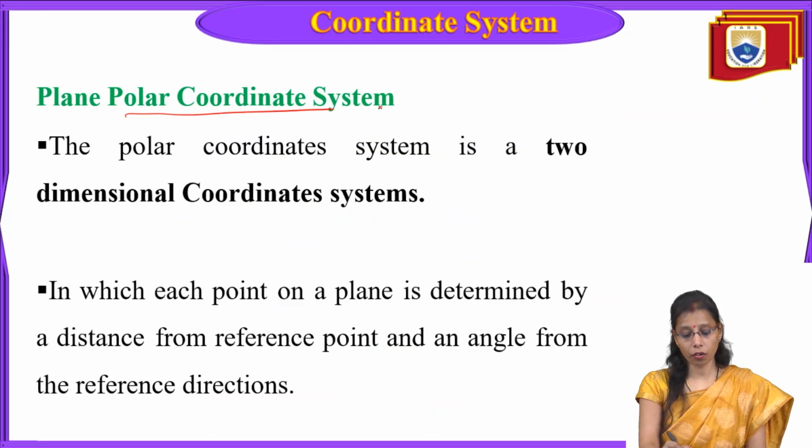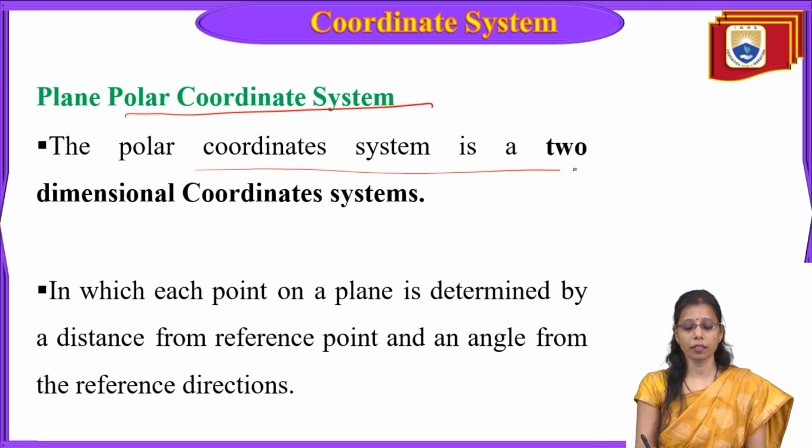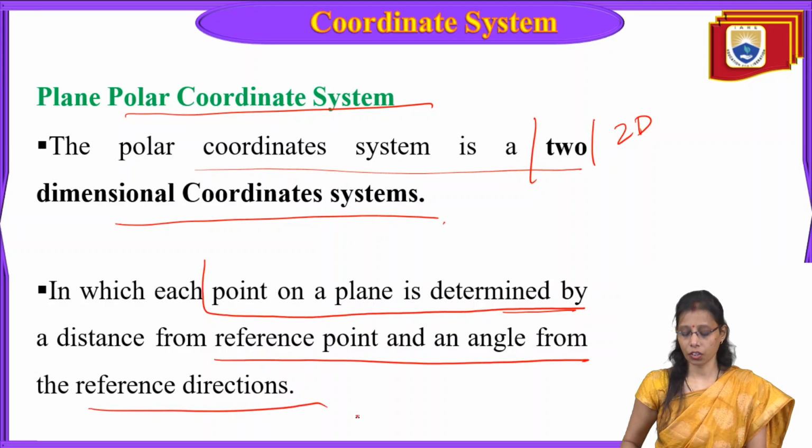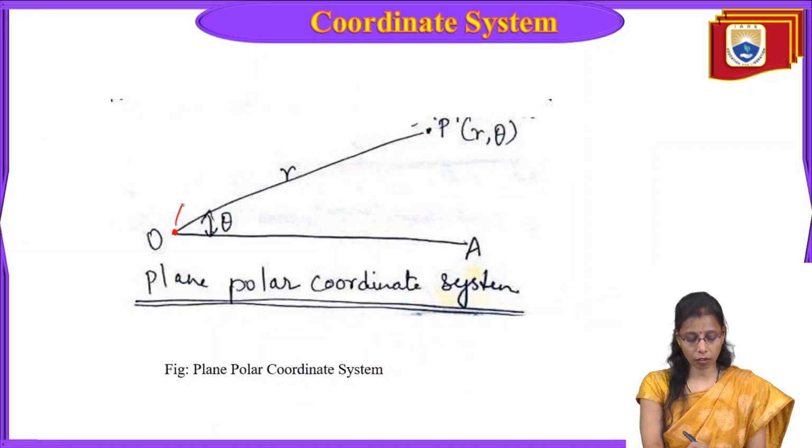Now we have the plain polar coordinate system. This kind of coordinate system is usually not used for assigning coordinates because it has only one source of location. The polar coordinate system is a two-dimensional coordinate system in which each point on a plane is determined by a distance from the reference point and an angle from the reference direction. This is how it looks. This is the point of origin, from where all the directions diverge. From OP, then you have OA.